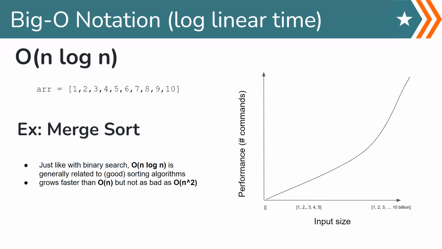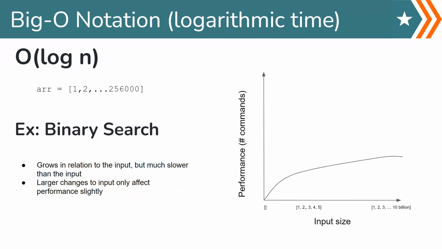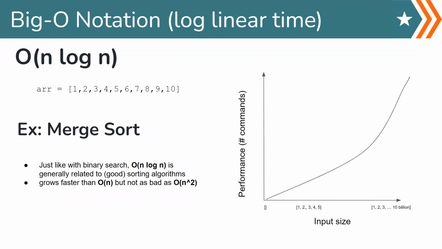Okay, so the next one, n log n. You see now, unlike here where it slows down over time, now it's starting to grow faster over time, but not much faster. So n log n is the classic example of a good sorting algorithm.